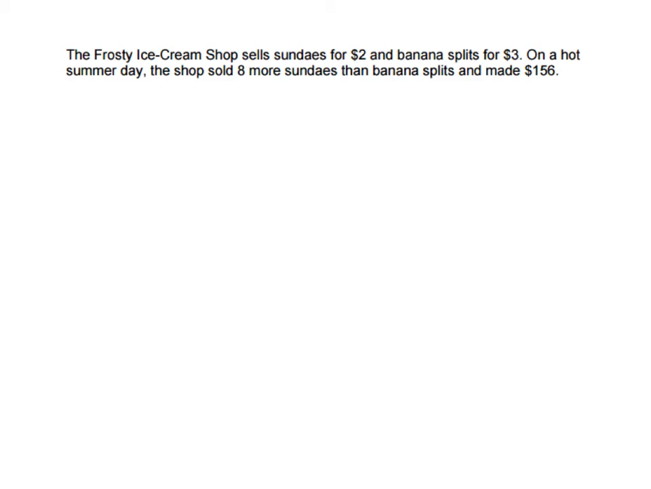All right, so again, a couple different things going on here. We know that sundaes are $2, and we know that banana splits are $3. And that's money, obviously, right? And we also see money over here. They made $156. So what we have here is we know that the number of sundaes they sell for $2 plus the number of banana splits they sell for $3 is going to add up to the total amount of money, which is going to add up to 156.